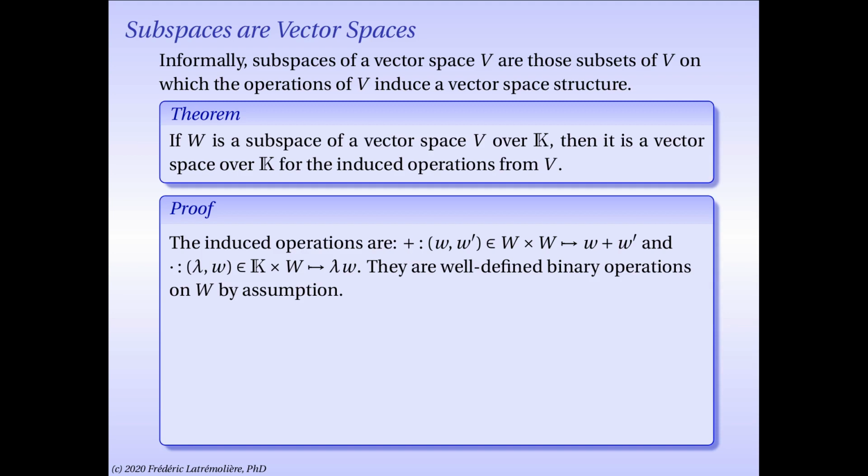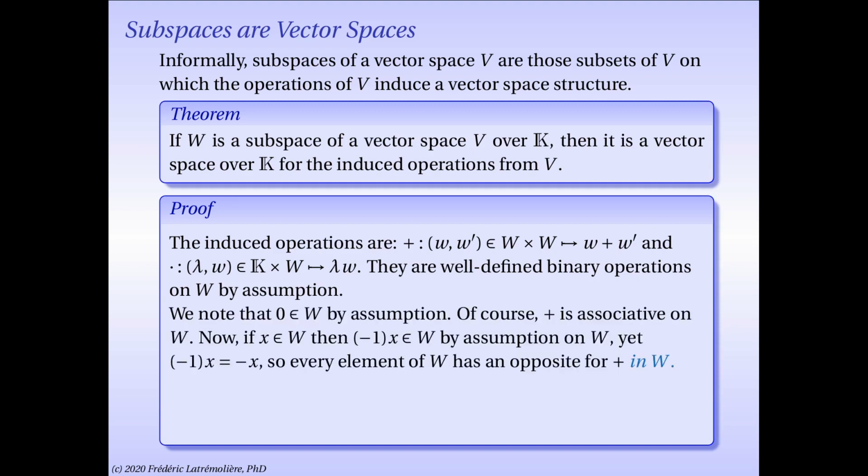Similarly, I can define a scalar multiplication. If I take a vector of W and a scalar, I can multiply them in V using the scalar multiplication there. But by definition of W being a subspace, the product of a scalar by a vector of W is again a vector of W, and thus I have defined a map from K times W to W. I have two binary operations on W that are well defined and have the right signature so that I can ask, is W itself actually a vector space for these operations?